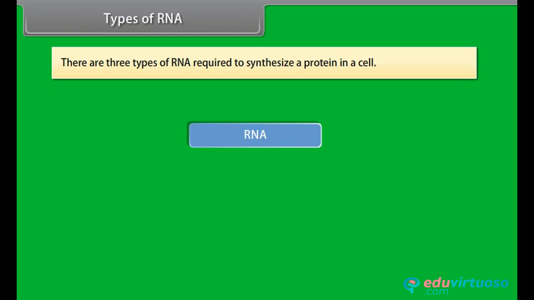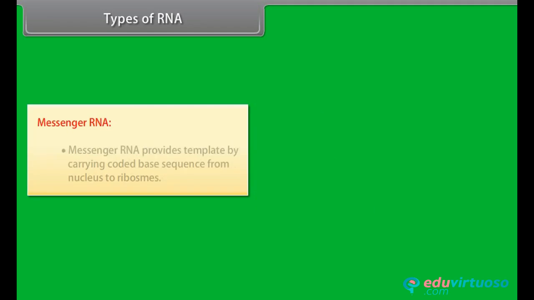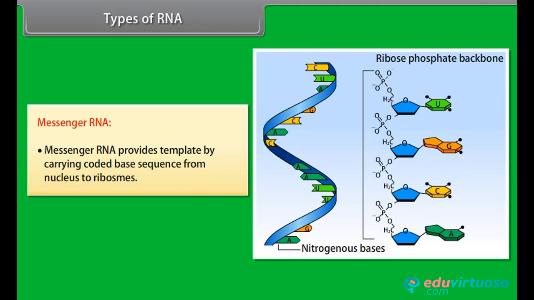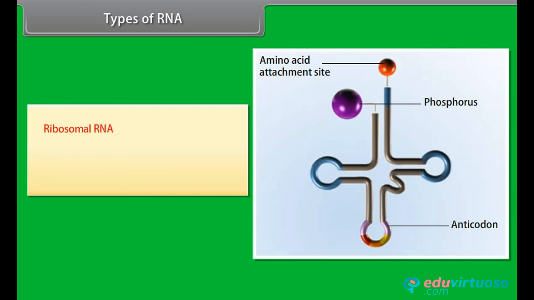Types of RNA. There are 3 types of RNA required to synthesize a protein in a cell: mRNA, tRNA, and rRNA. mRNA or messenger RNA provides template by carrying coded base sequence from nucleus to ribosomes. tRNA or transfer RNA carries amino acids to the ribosomes and reads the genetic code. rRNA or ribosomal RNA plays structural and catalytic role during translation.